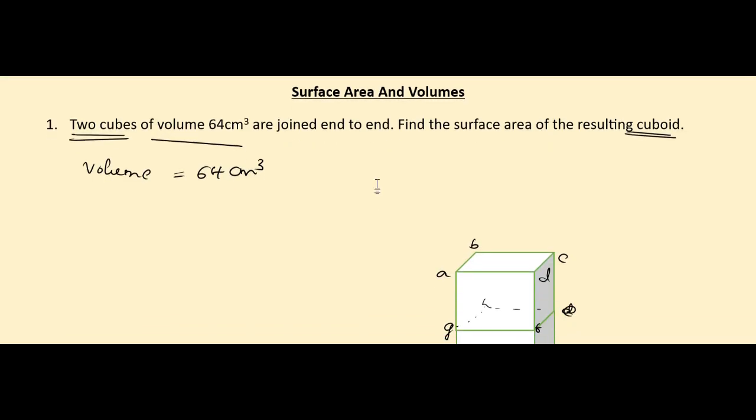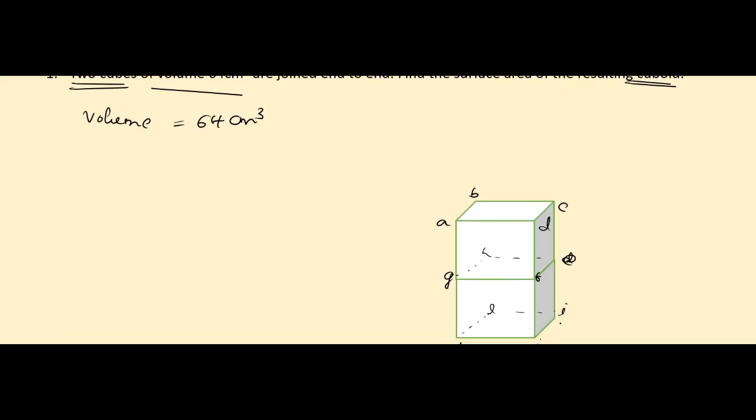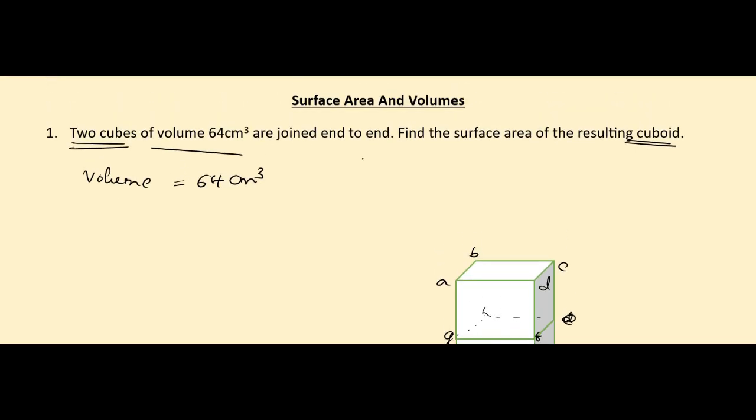So this resulting shape will be a cuboid, correct? Find the surface area of the resulting cuboid. We know the formula of a cube. What is the volume of a cube? If a is the length, breadth and height of the cube, then volume is equal to a cube, correct?